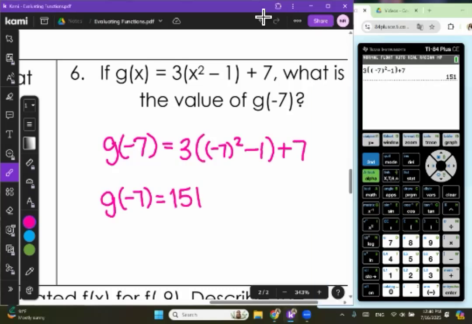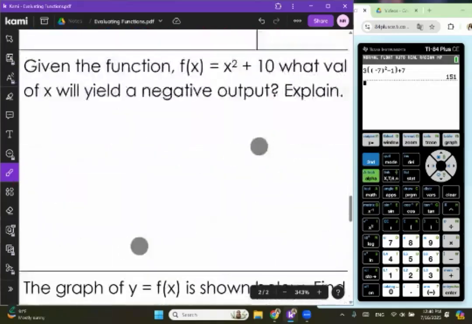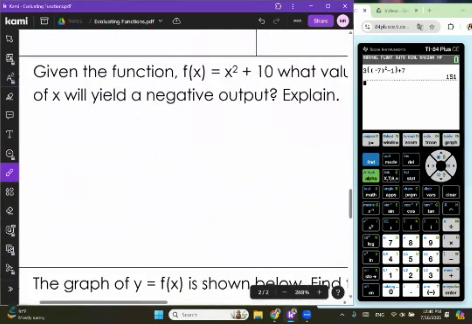Okay. Number 7. Given the function f of x is equal to x squared plus 10, what values of x will yield a negative output? What number can you multiply times itself and it will give you a negative output? Think about that. What number times itself can you multiply and get a negative response? The answer is none. X is squared.